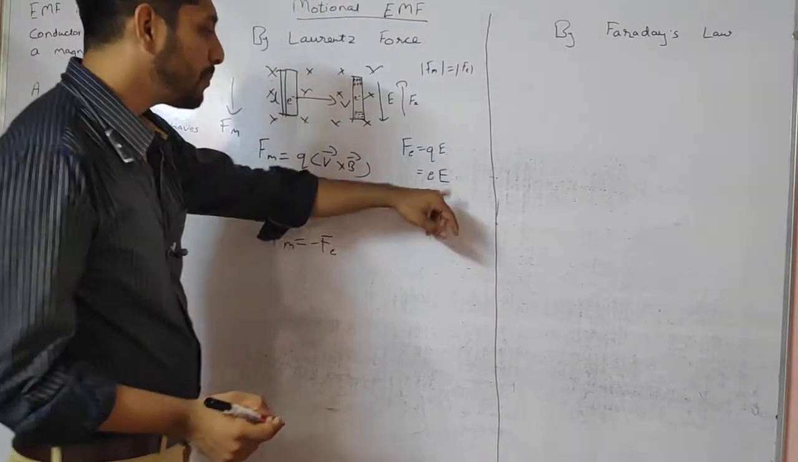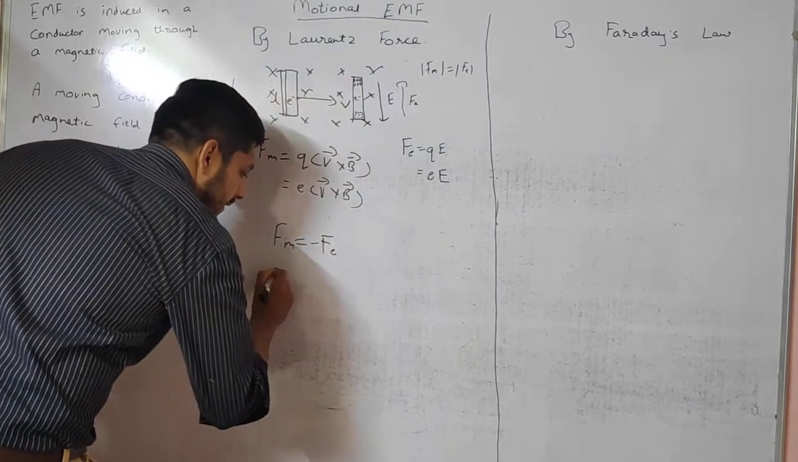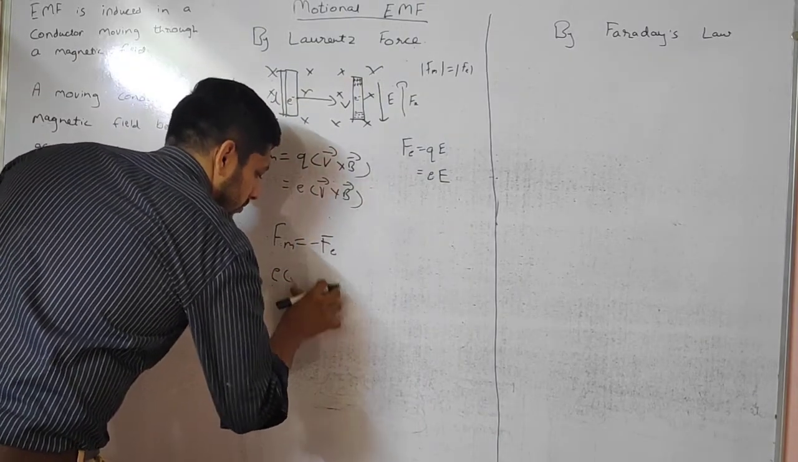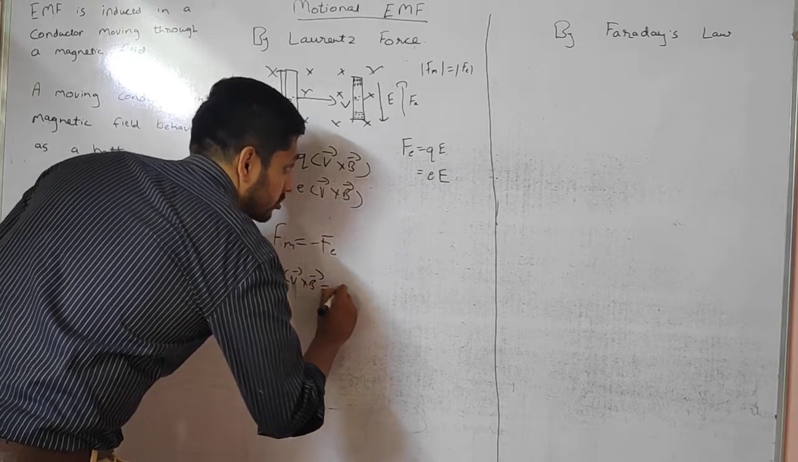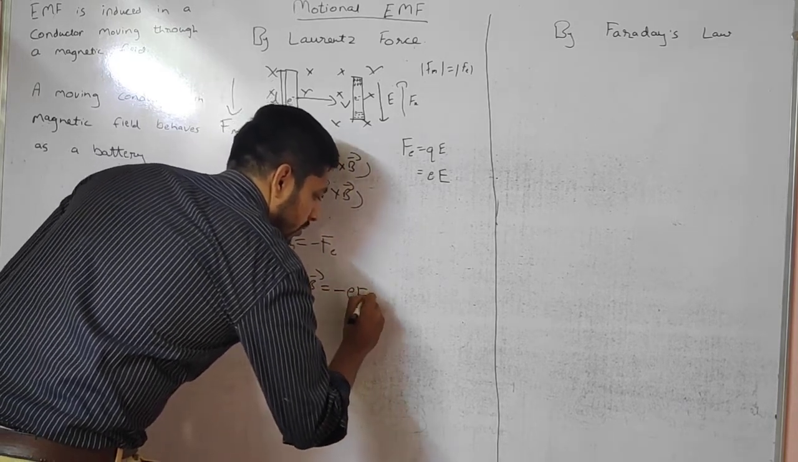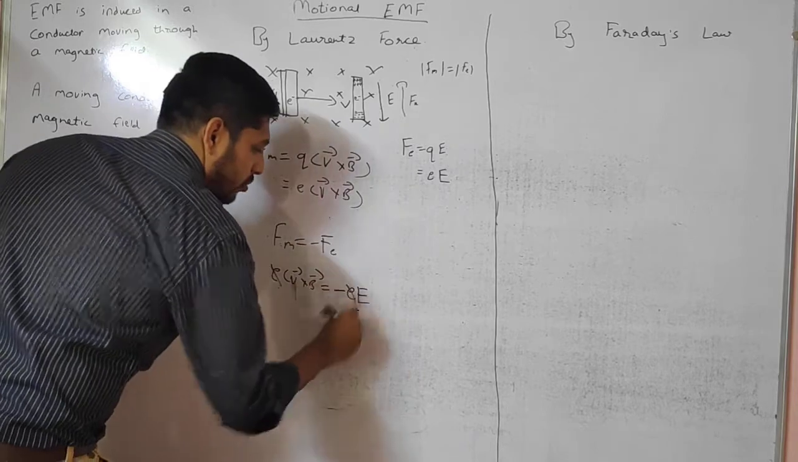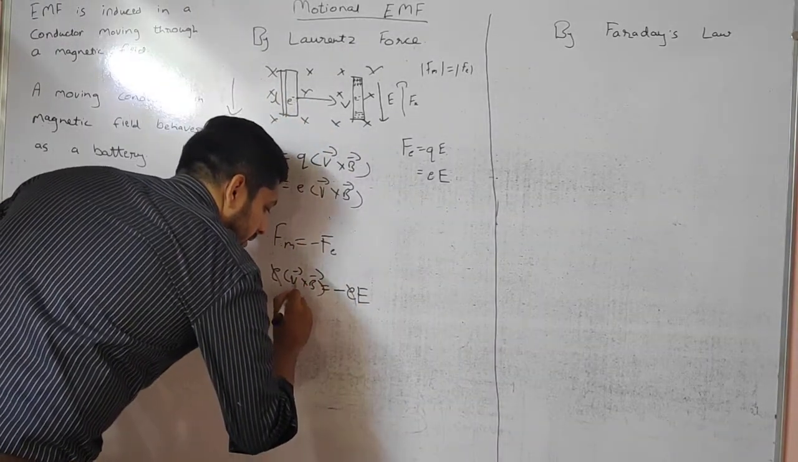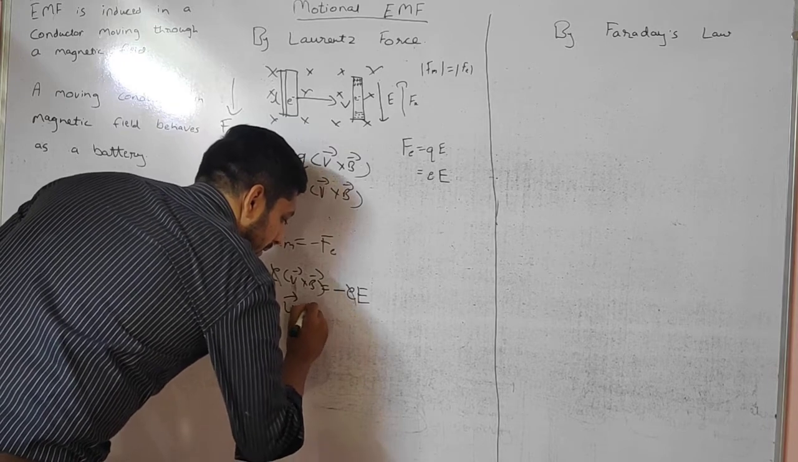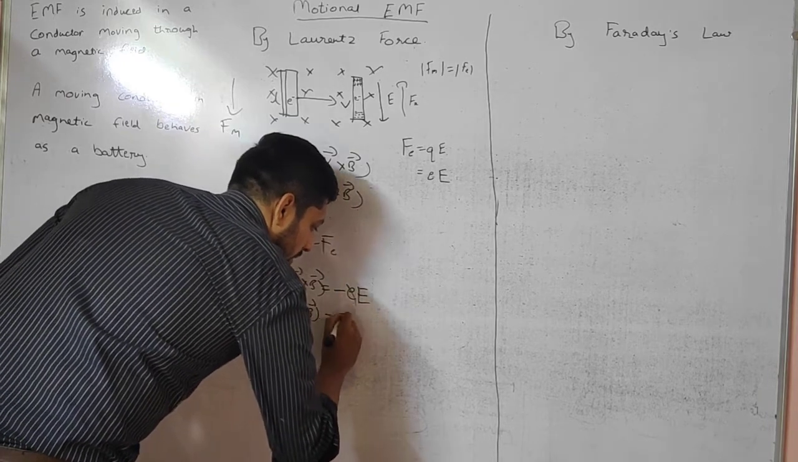So if I write from here, I can write E, V cross B is equal to minus E into E. From here I can cancel out E. Okay. So V cross B is equal to E.